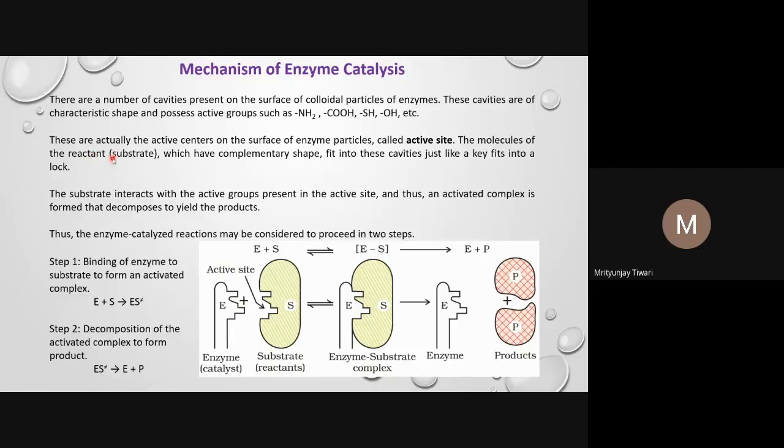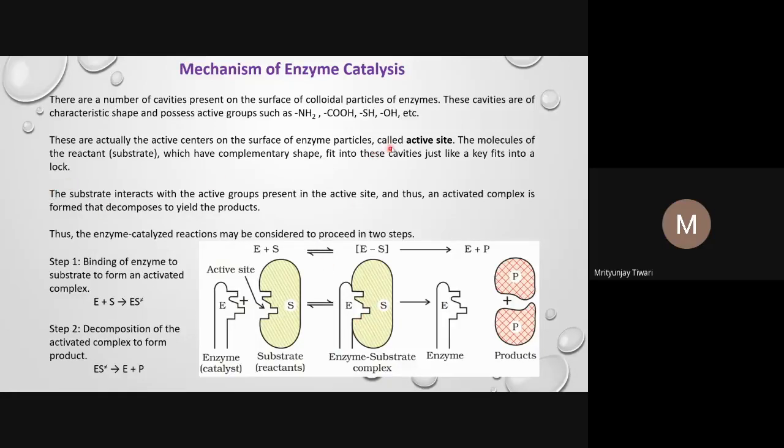So there are actually active centers on the surface of enzyme particles, and these active centers are called active sites. The molecules of the reactant which have complementary shapes fit into the cavities just like a key fits into a lock. And so this is also shape selective catalysis, and you see the shape here. This we call the lock and key model for enzyme action. And so this is a shape selectivity.